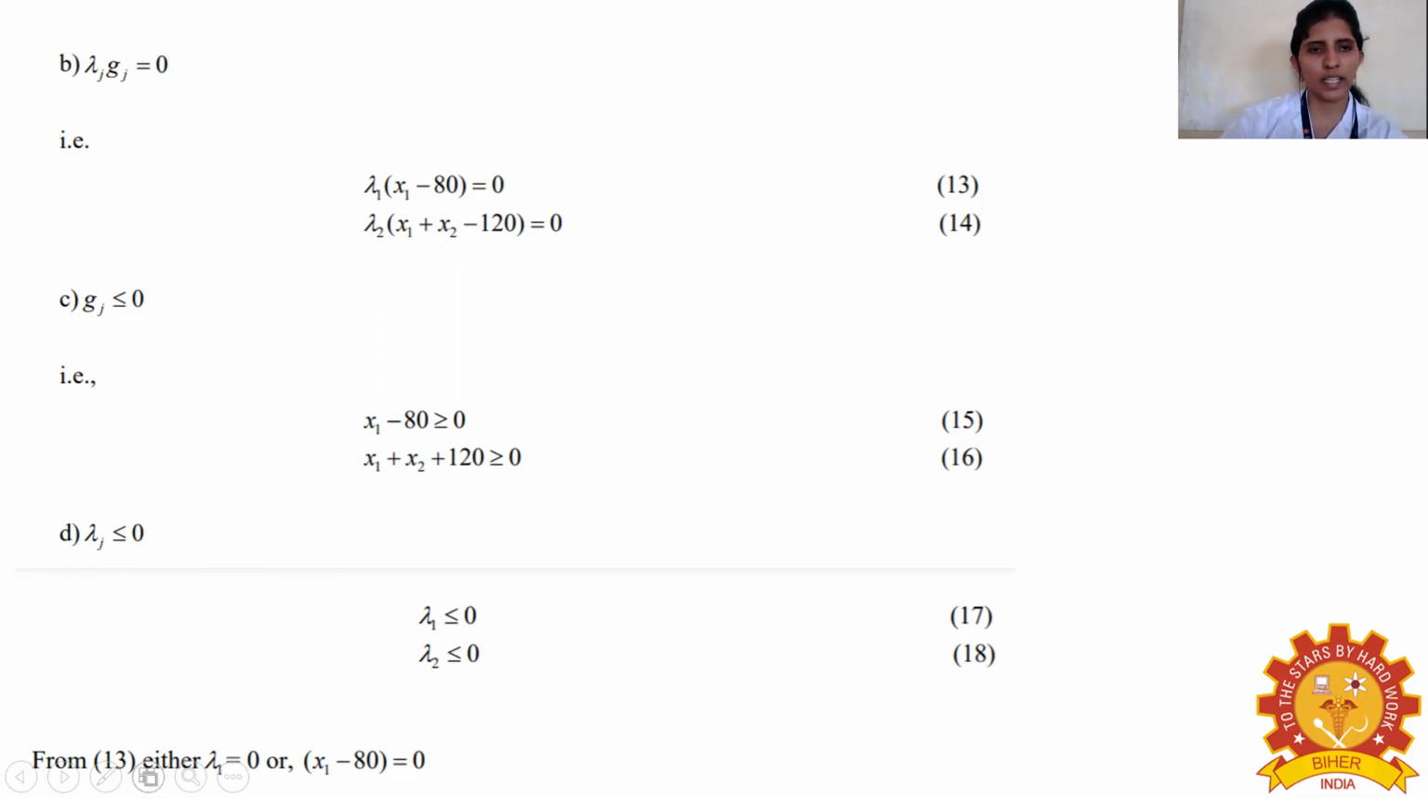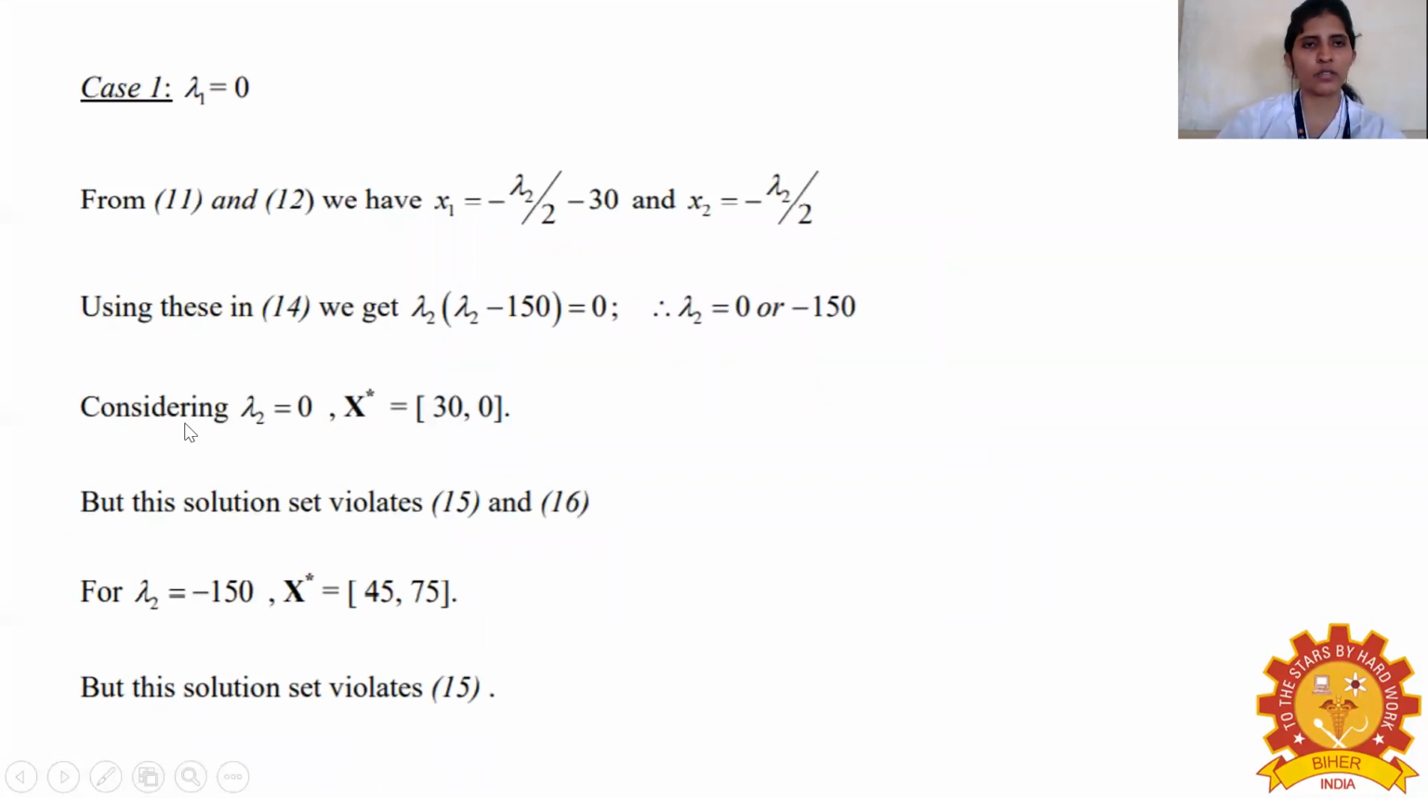So from equation 13, either lambda 1 will be equal to 0 or x1 minus 80 will be equal to 0. Okay, so we consider these two cases. So case 1 would be lambda 1 equal to 0. Solving equation 11 and 12, we get x1, x2 values, and using x1, x2 in equation 14, we get lambda 2 equal to 0 or minus 150. And considering lambda 2 equal to 0, we get x star equal to 30 comma 0. Okay, but this solution set violates equation 15 and 16.